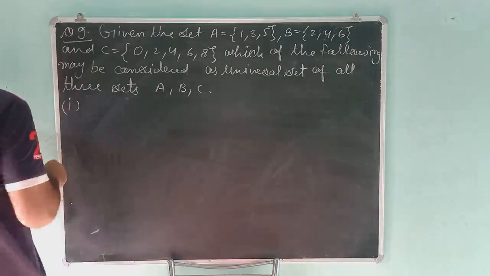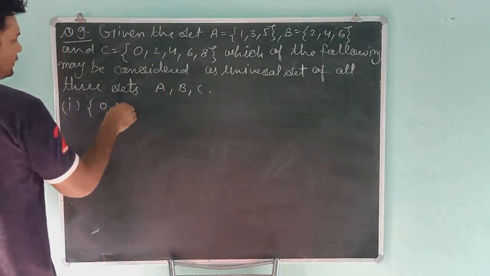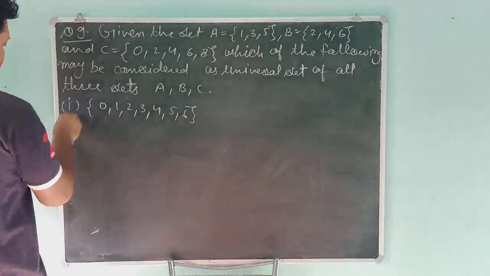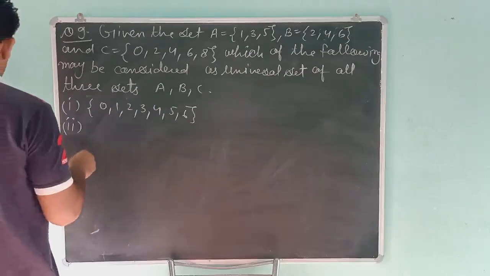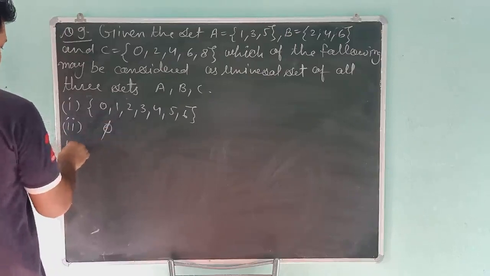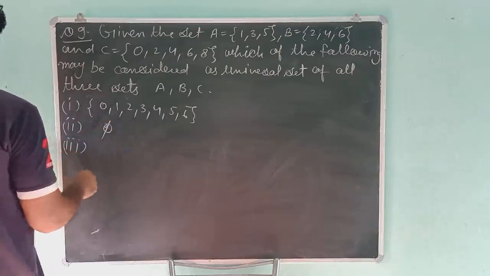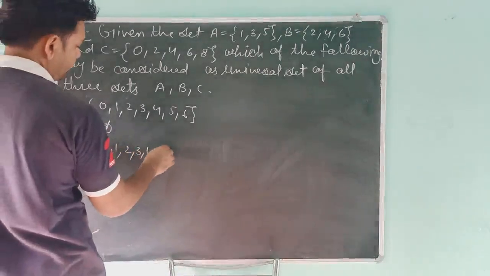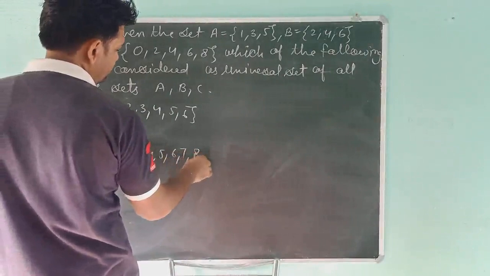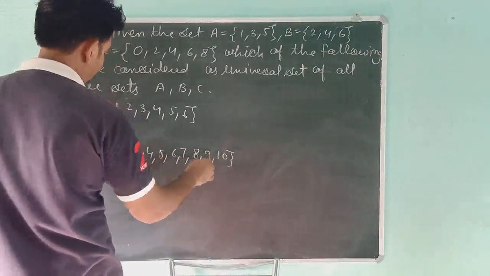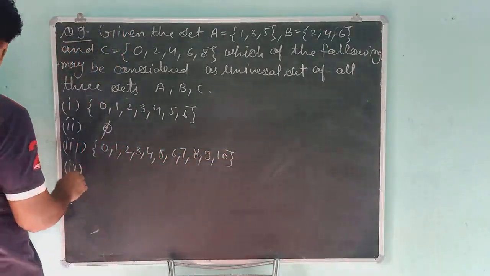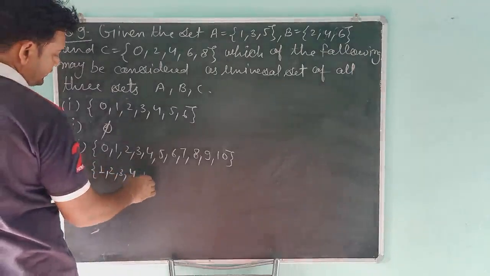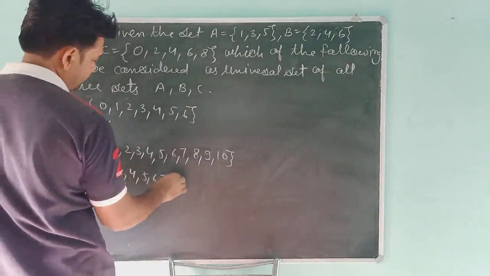First is 0, 1, 2, 3, 4, 5 and 6. Second is the empty set. Third is 0, 1, 2, 3, 4, 5, 6, 7, 8, 9, 10. Fourth is 1, 2, 3, 4, 5, 6, 7 and 8.